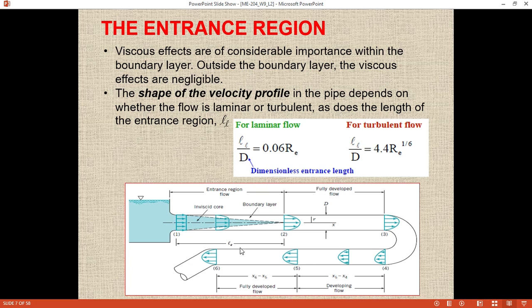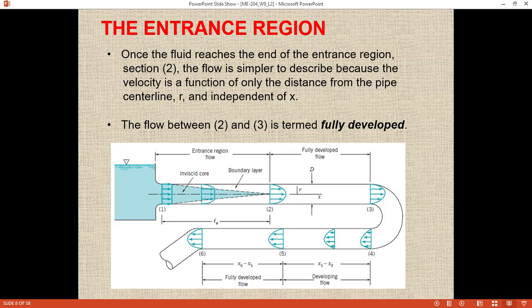How can we calculate the length of the inviscid core? By using this, you can calculate that. If you know the length of the core, you can calculate the diameter of the pipe to get the width of the inviscid core. So this is the formula, okay. So now let's move on to the next slide.